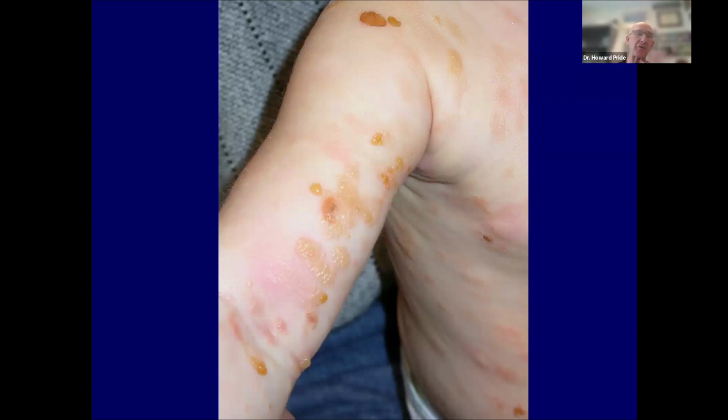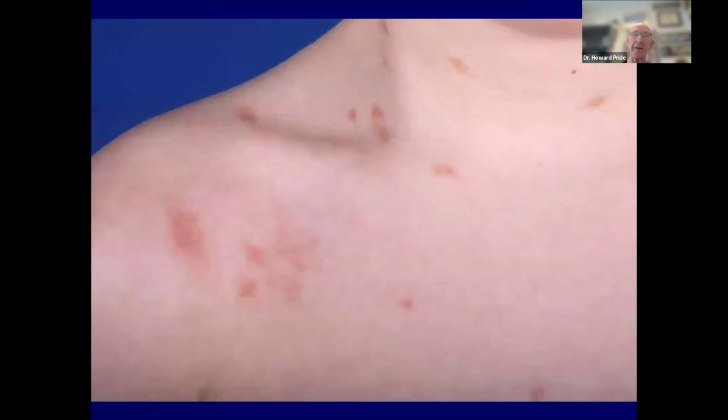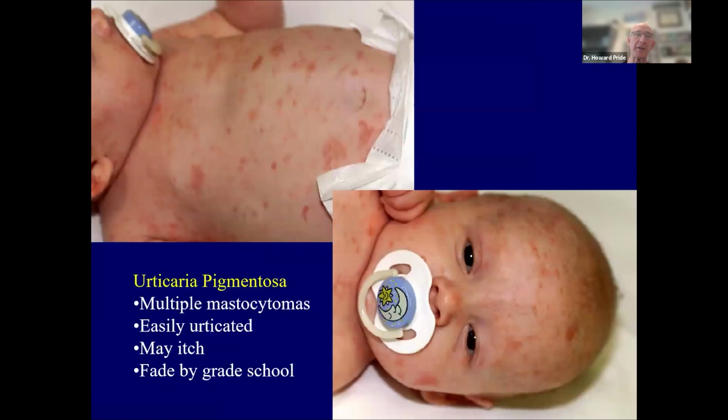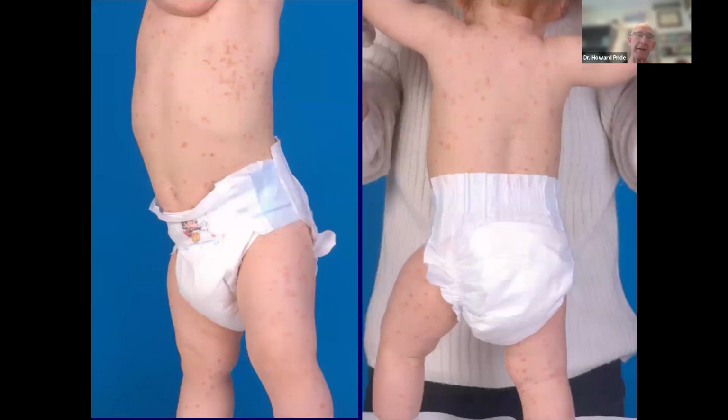And that's a disaster. So I'm not going to talk about that much, but just to alert you to that as an entity. So again, other examples of urticaria pigmentosa are multiple mastocytomas, many of them here. Many of them here as well. So you kind of get the picture.